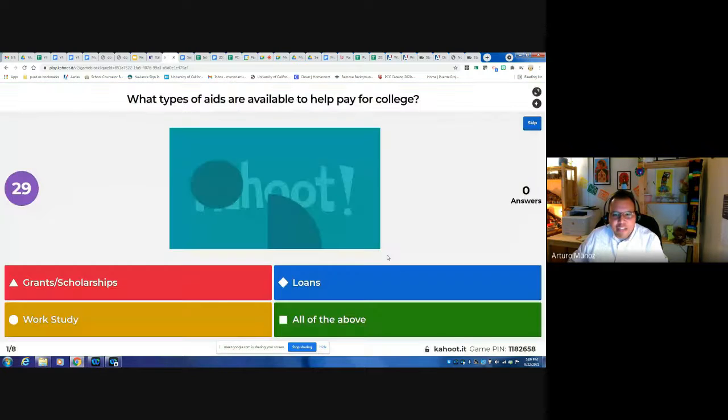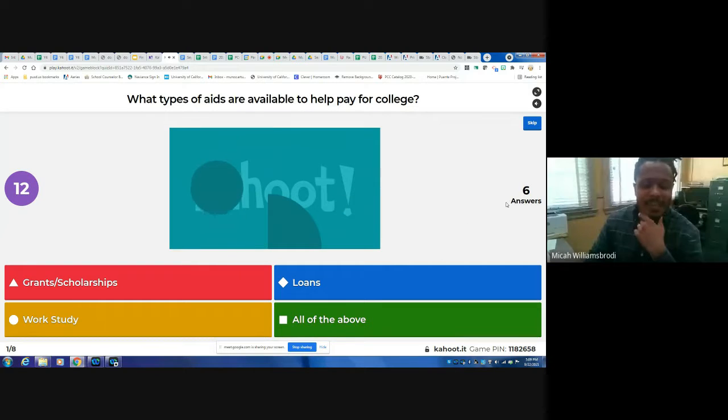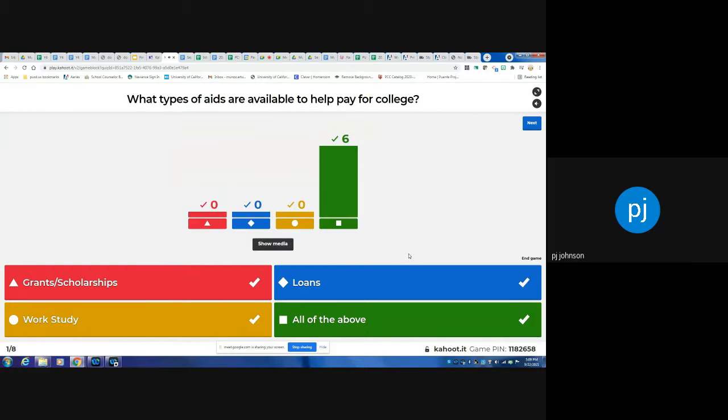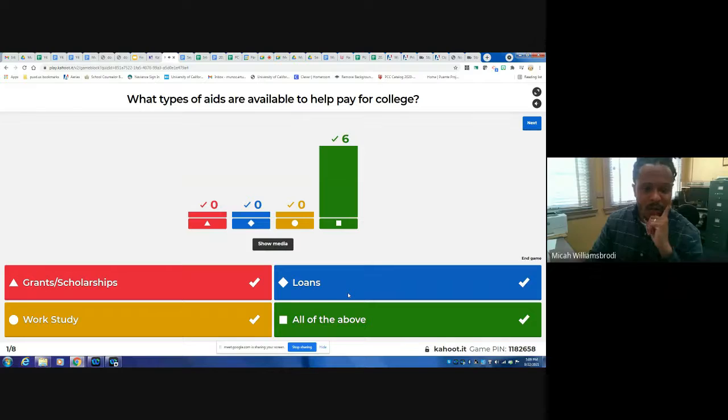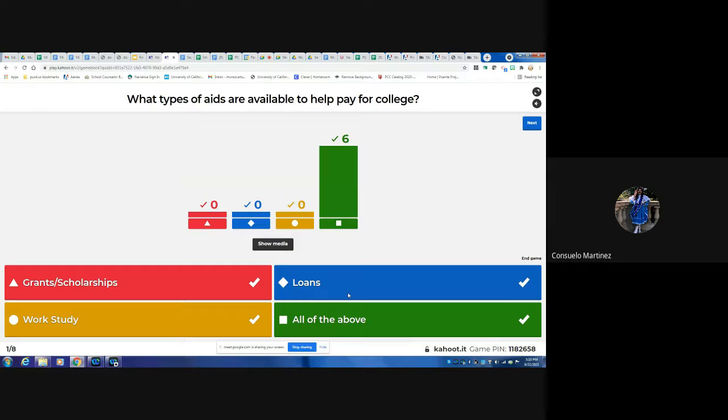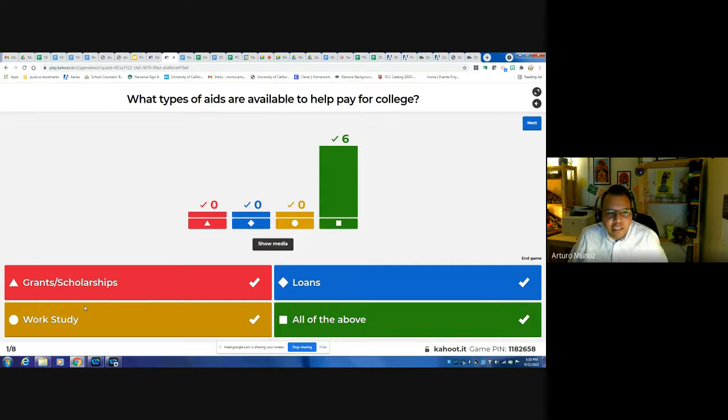So what types of aid are available to help pay for college? You guys, it's about speed. Is it the triangle, grants; the diamond, loans; the circle, work study; or the square, all of the above? All I see is diamond. I don't see words. It will only show the shapes, so you just have to match the shapes to what's on the screen. Sorry, I thought it would have said on your side. But yes, the right answer is all of the above: grants, scholarships, work study, and loans.